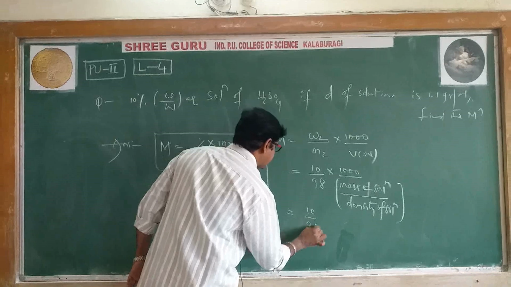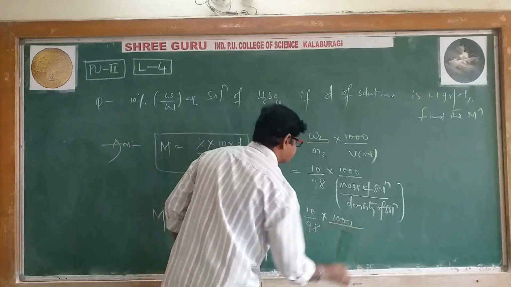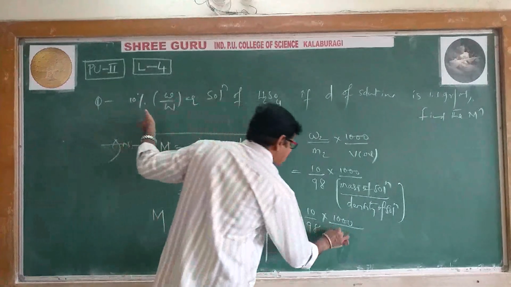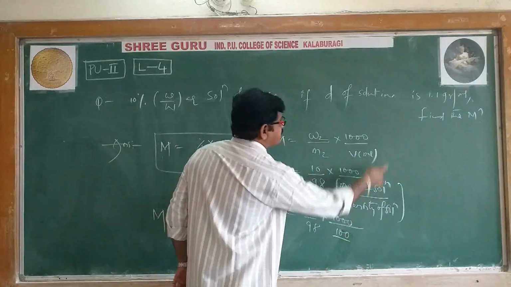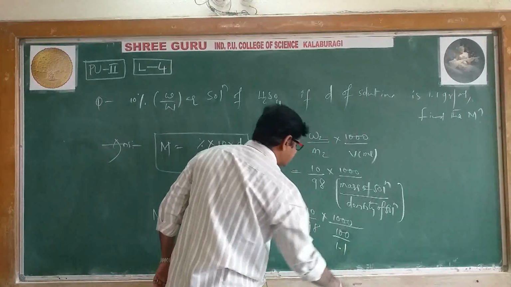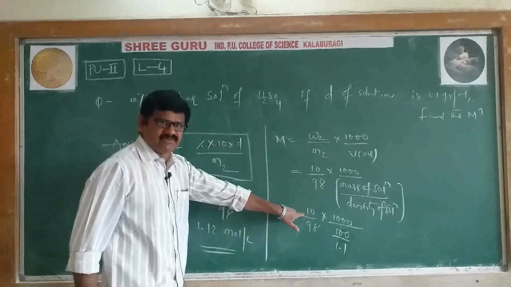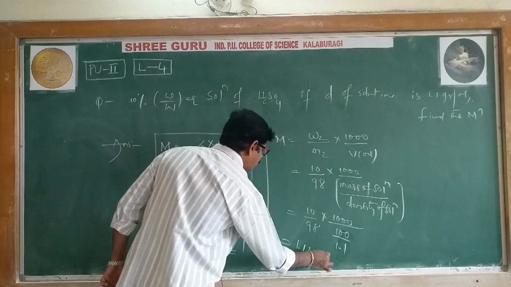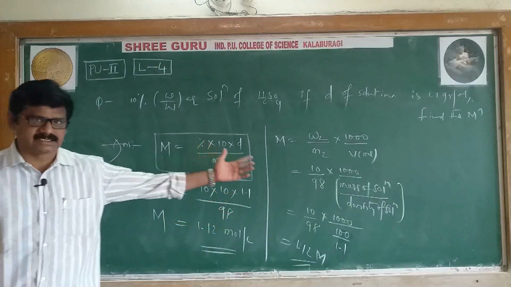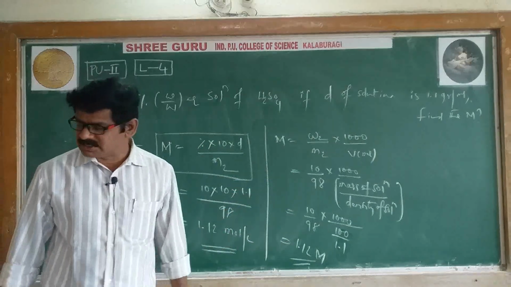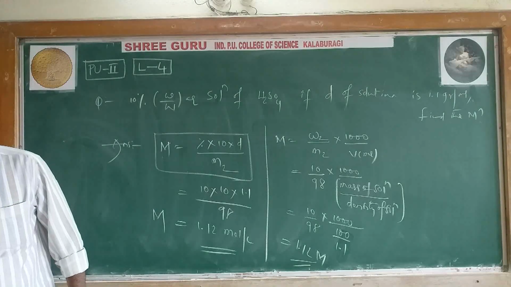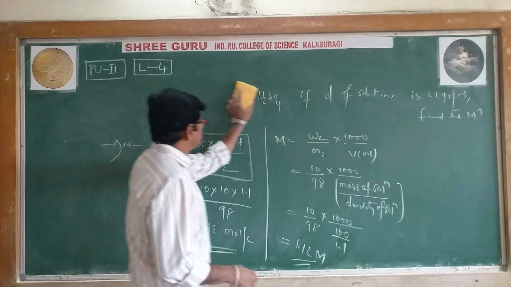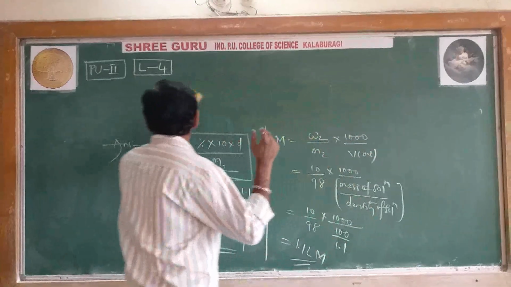10 divided by 98 into 1000 divided by mass of solution, because percentage is 100 grams. 100 grams divided by density of the solution, which is 1.1. Again, if you do the simplification, you will get exactly 1.12 molar. Nothing but a mole per liter is obtained. Right. This is about mass percentage based question. We'll see one more question now.